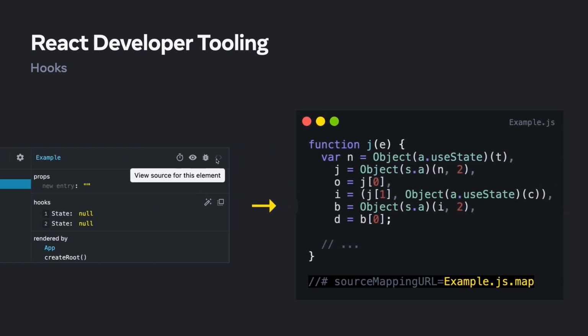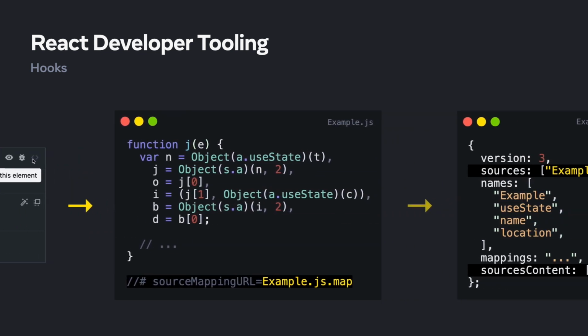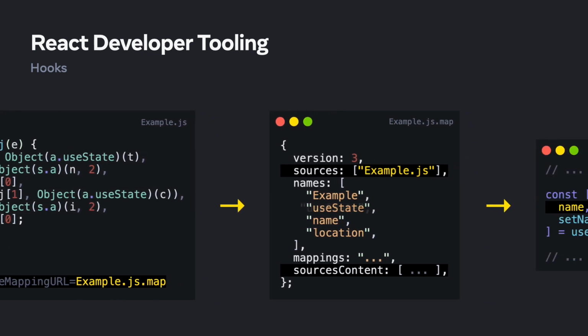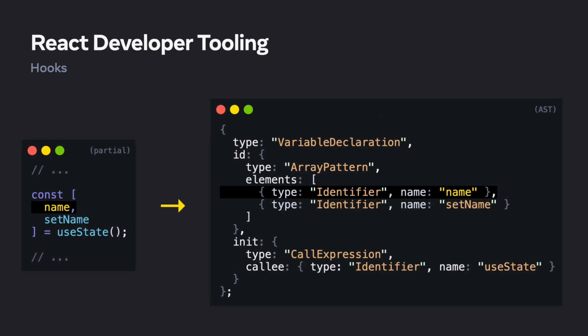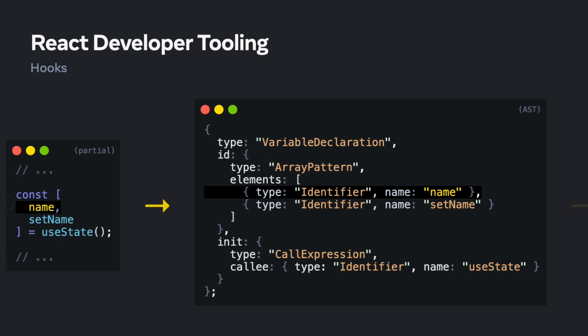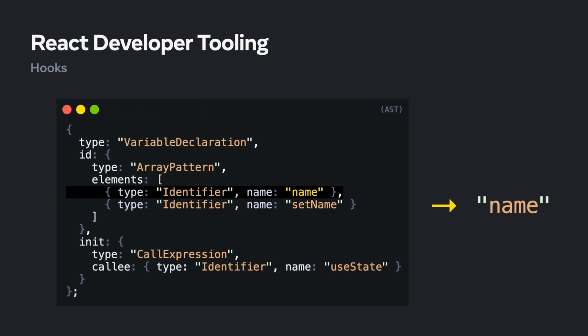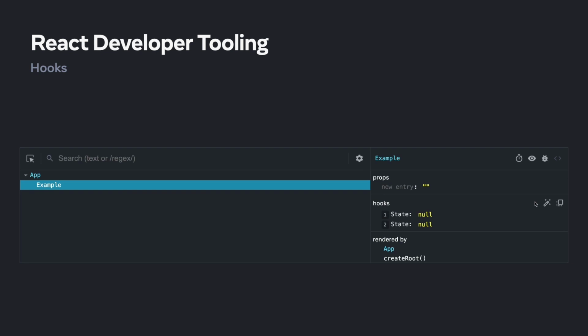DevTools can download the component's compiled source, search for a source map, use the source map to extract the original code, and convert it into a syntax tree, which is a tree structure describing the statements and expressions in the original source code. Then it can extract the name of the variable we care about. Here's a quick demo of DevTools doing exactly that for the component we just looked at.